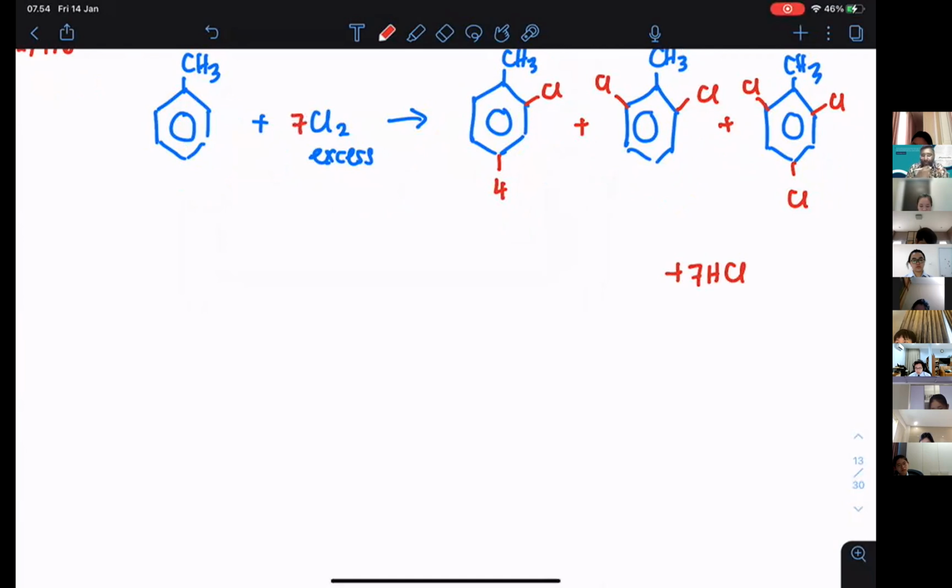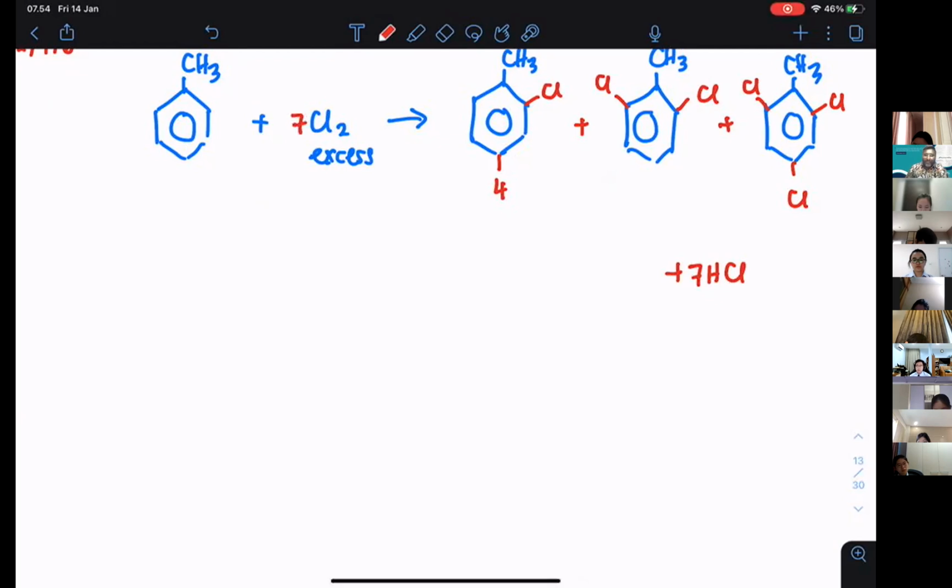What I want you to know is that it is going to give you a mixture of products. So if there is excess, you're going to get more mixture of products. This mixture of products is very, very important, so please take note of that.